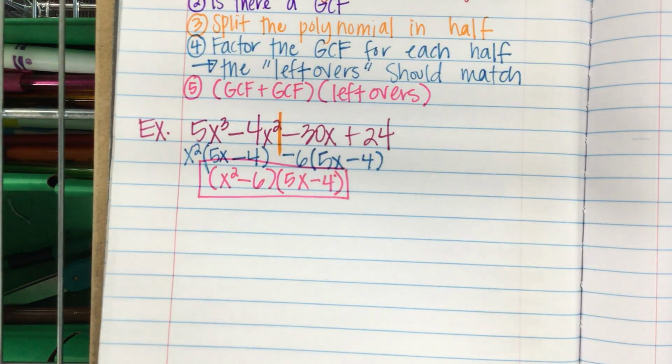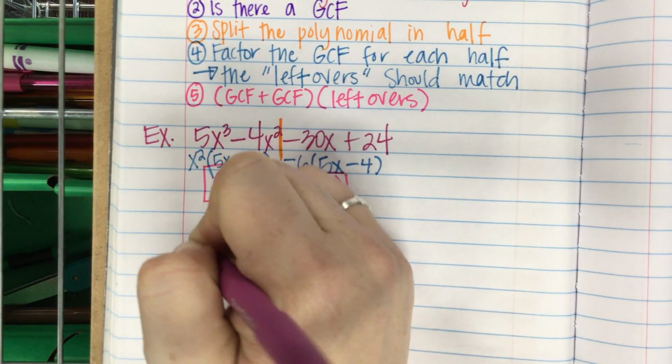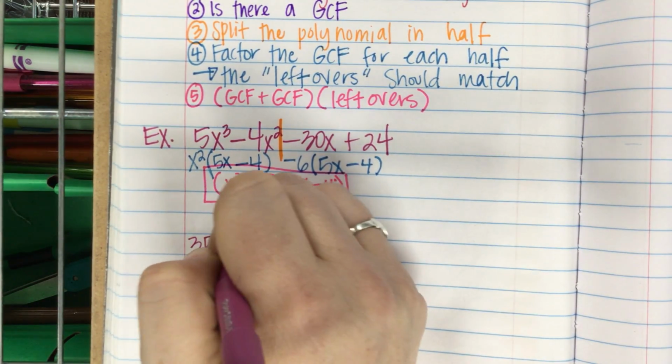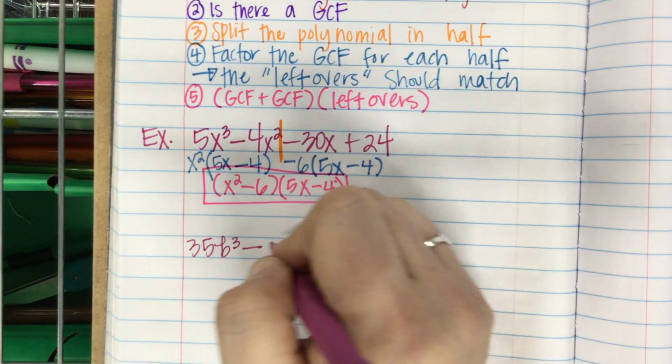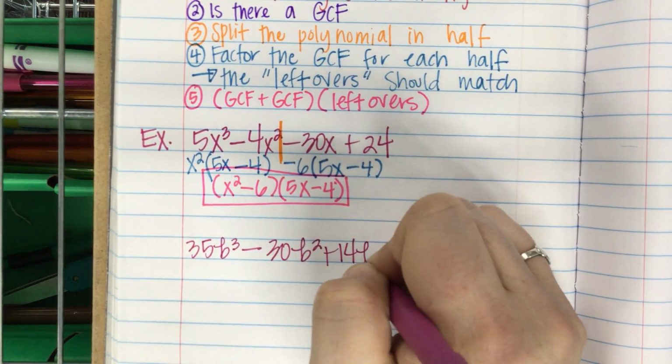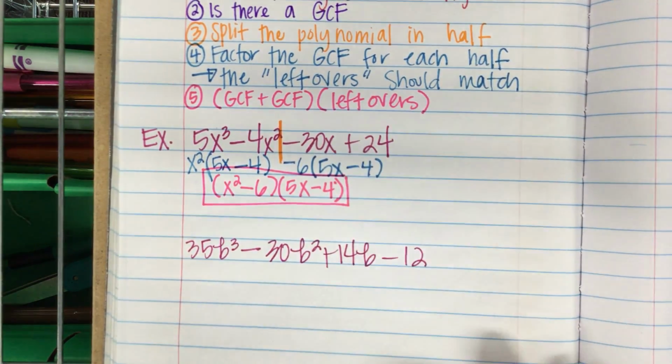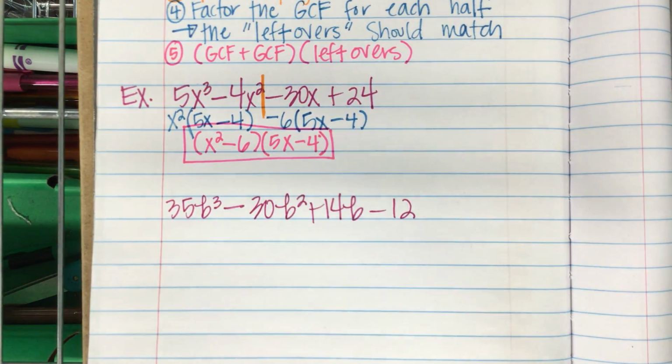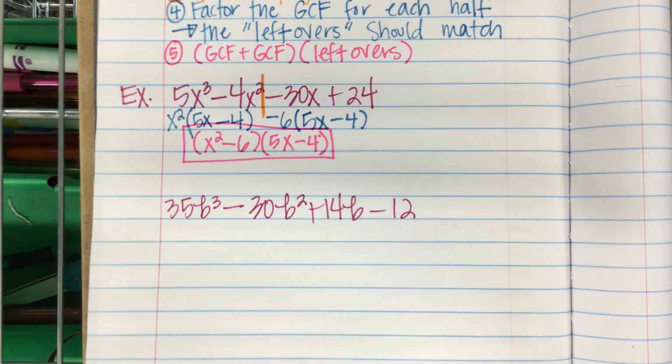Let's try another one. 35b to the third minus 30b squared plus 14b minus 12. We have questions that we need to ask before we start doing anything. The first question we should always ask every single time is, is the leading coefficient negative? What is my leading coefficient? 35, which is not a negative number, so I don't have to do anything. My leading coefficient is positive, so I'm good to go.